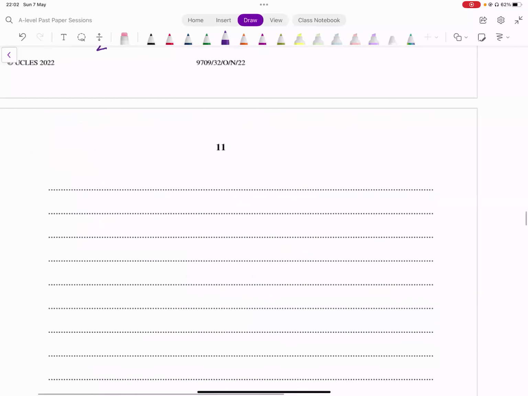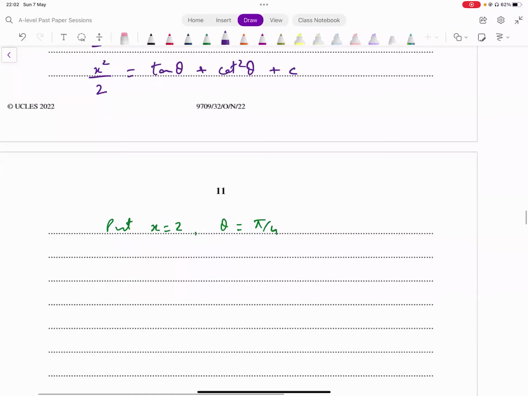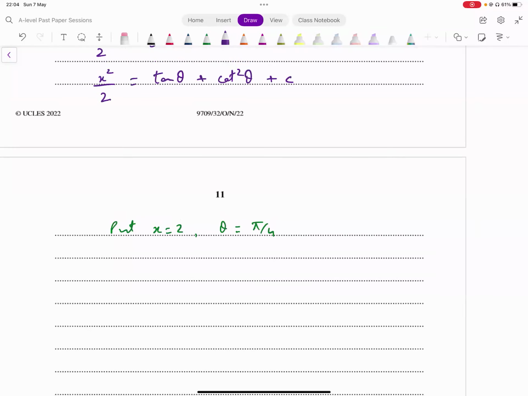Let's put that here. We say let's input x equal to 2 and theta equal to pi over 4 and see what that gives us. अच्छा, let's get back to this. So x equals 2 और pi over 4 यहाँ पे input किया, देखें हमारे पास क्या आता है. We have 2 squared over 2 equals tan theta. So that's tan of pi over 4 plus cot square theta.